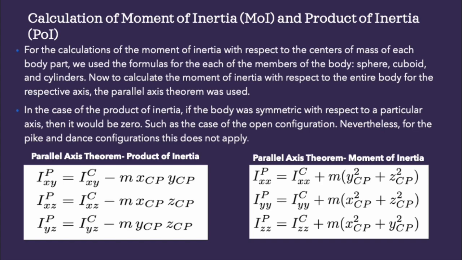For instance, if I want to calculate the product of inertia Ixy, and the body is symmetric with respect to the z-axis, the product of inertia would be 0. Such as the case of the open configuration. Nevertheless, for the pike and dance configurations, this does not apply. For the parallel axis theorem, in the case of the product of inertia, the image is the one to my left. And then for the parallel axis theorem for the moment of inertia, the formulas are to my right.